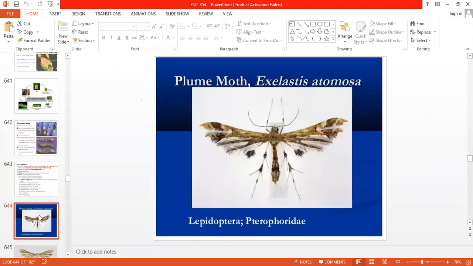Then next important pest, that is the Tur plume moth. Scientific name Exelastis atmosa, family Pterophoridae, order Lepidoptera.